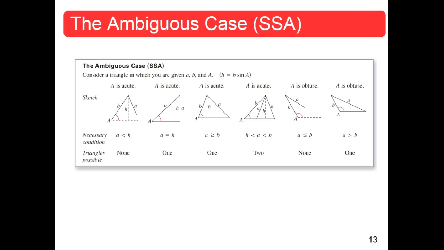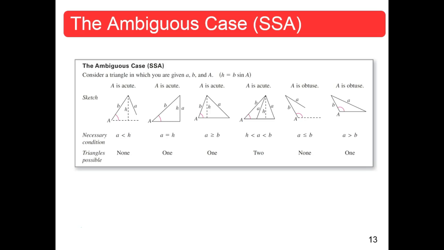You're not going to get a triangle out of that. A is just not long enough. You'll get one and only one triangle if A is equal to H, or A is greater than B if it's an acute angle. If it's an obtuse angle, A greater than B. So anytime A is greater than B, you're going to get one triangle, okay?